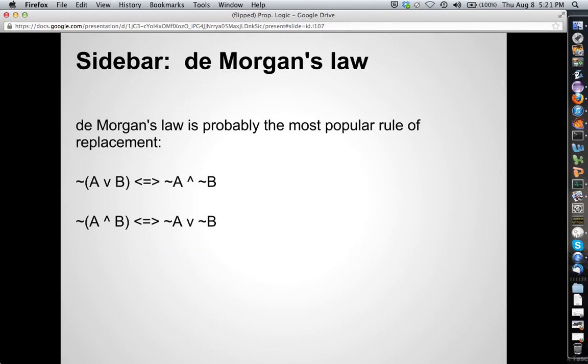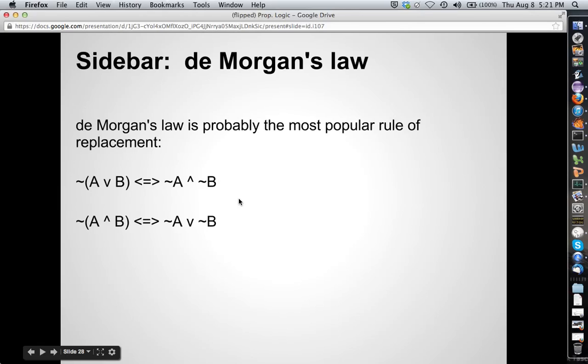So let's talk about De Morgan's law. This is probably the most popular rule of replacement. If we have not (A or B), this is the same as saying not A and not B. And similarly, if we have not (A and B), this is the same as saying not A or not B. So you can sort of think of it as, if I want to take this not and distribute it inside these parentheses where there's an or, what I do is flip the or to an and, then apply the not to both of the things, and that breaks out the parentheses. And then the same thing down here.